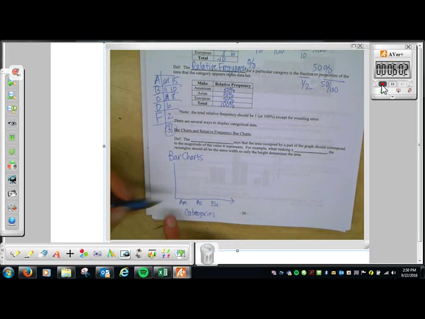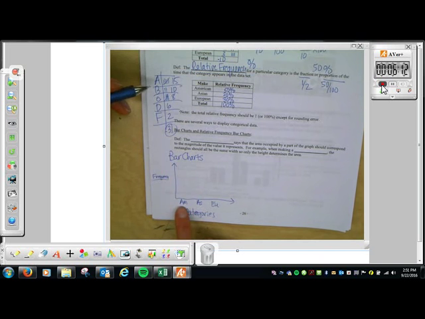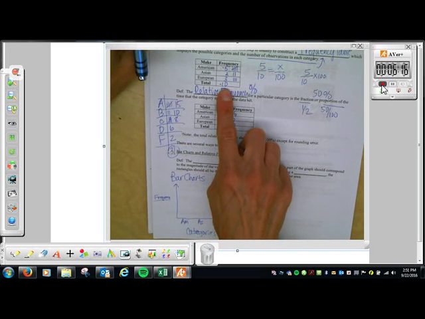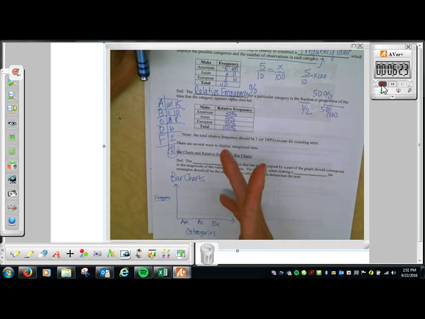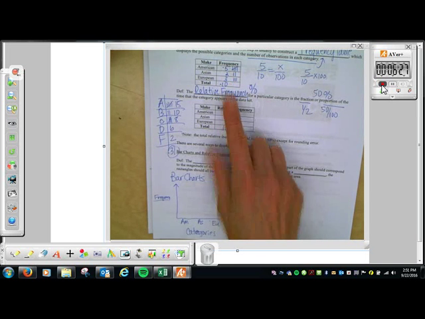And then up here on the vertical axis is our frequency. How many people had American cars? Now, yes, there were 10 people in the class, but I don't need to go all the way up to 10, because I didn't have 10 in any one category. So I look at what's the highest number. I need to go up to at least 5 in my bar chart.